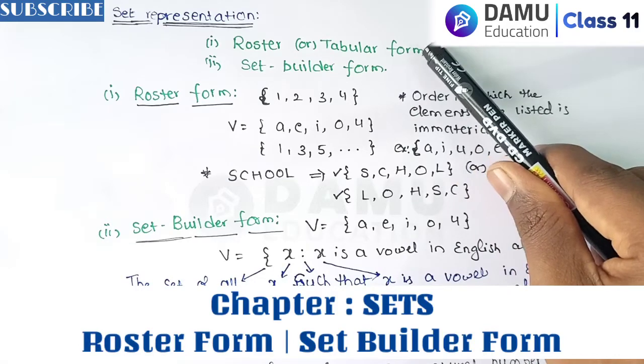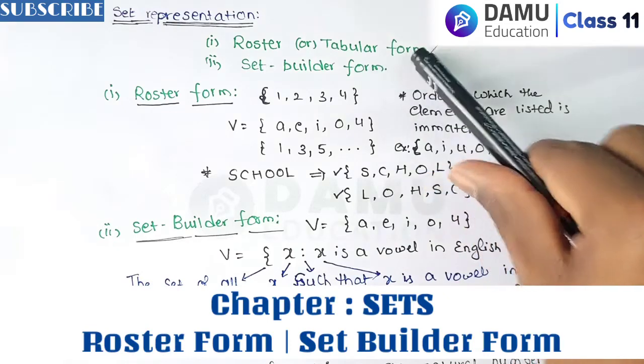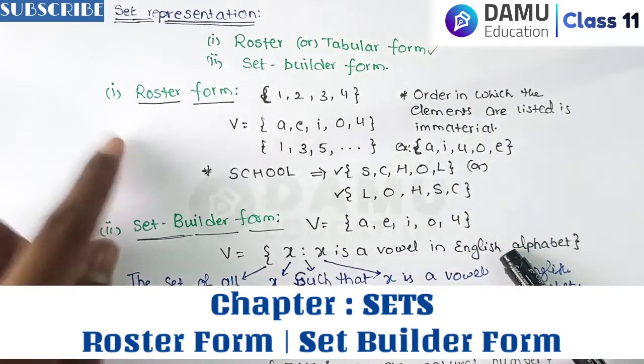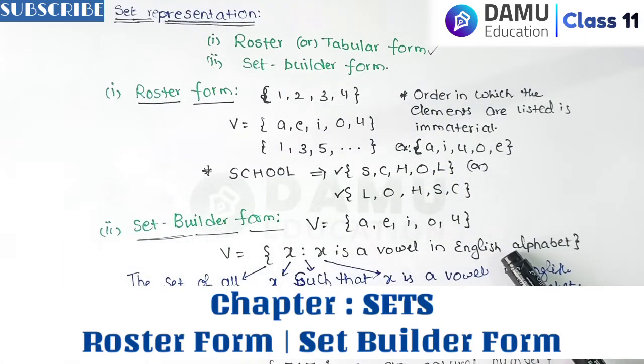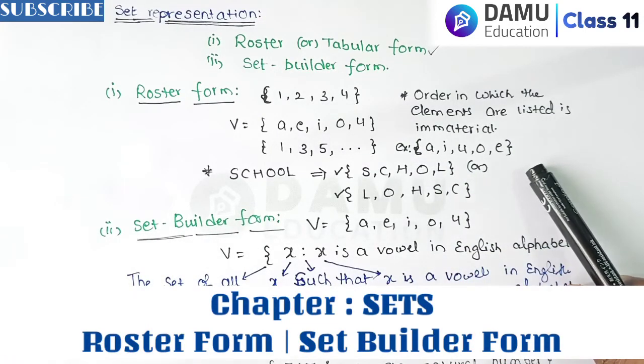Usually everybody will use roster form. So roster form is a well-known representation of sets, or tabular form. So don't forget, one more name is also there for roster, that is tabular form. First we will see the roster form, next we will see the set builder form. After that we will take some roster forms and convert them into set builder form.